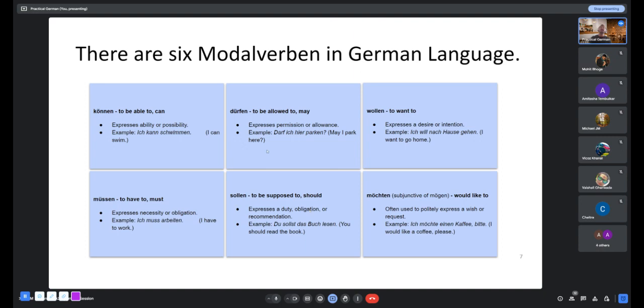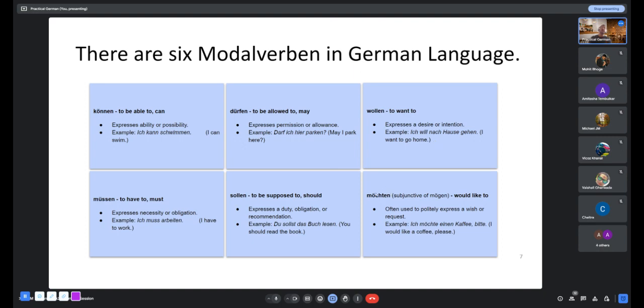Then the next one is wollen, top right. Wollen means to want to. It's a very strong wish. I want to do this, right? So it expresses a strong desire or intention. For example, "Ich will nach Hause": I want to go home. It's almost 6, I'm done with my work.